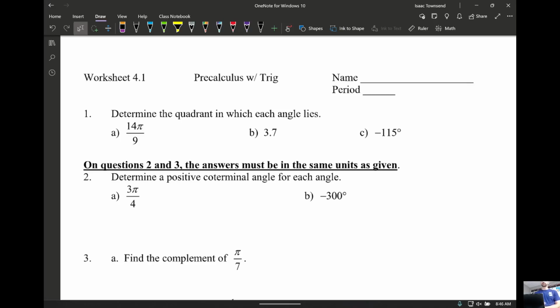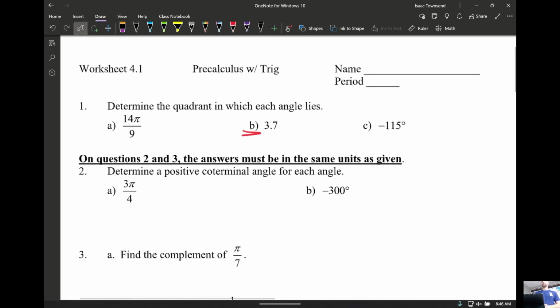Yep. So on question 1B, I'm still kind of confused on the number of radians that are in terms of pi, like how to determine what quadrant they're in. So first off, how do you know this is radians? Because there's no units. All right, no units implies that it's radians.